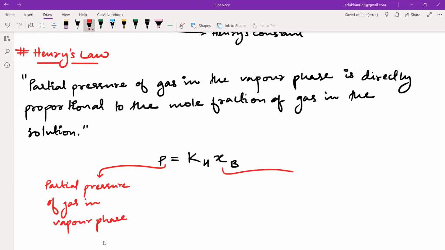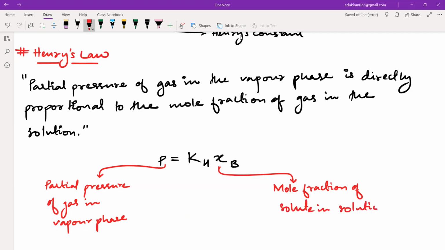What is this chi b? It is the mole fraction. Sir, mole fraction of solute, in solution. And kh is your Henry's constant.